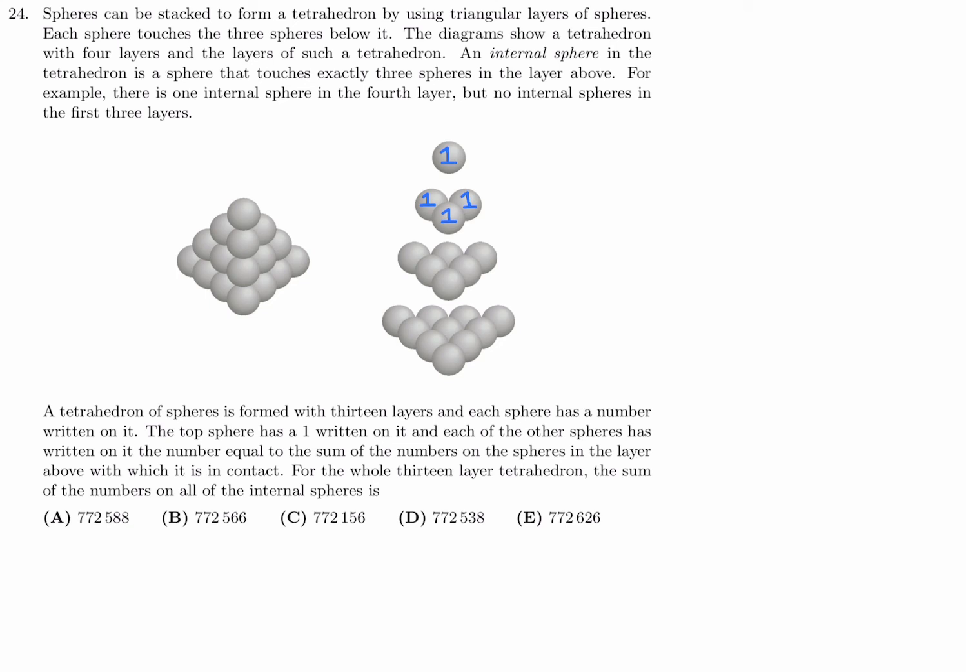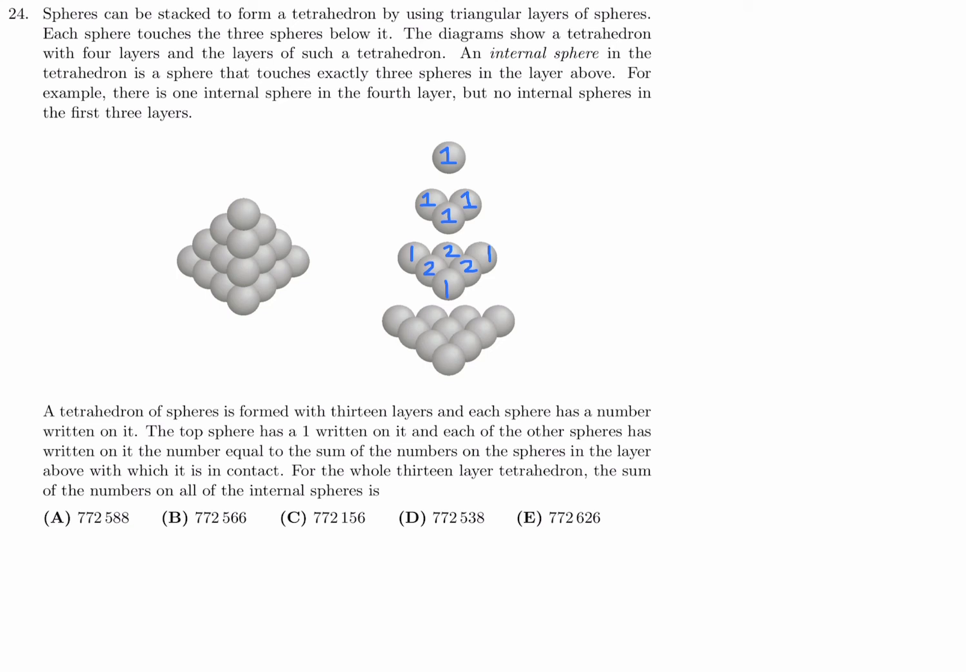If you just concentrate on what the question is telling you, that each of the other spheres has written on it the number equal to the sum of the numbers on the spheres in the layer above with which it is in contact, you can notice that the numbers would be 1, 1, 1, 2, 2, 2. Okay, take a minute, pause the video, try to figure out why that is true.